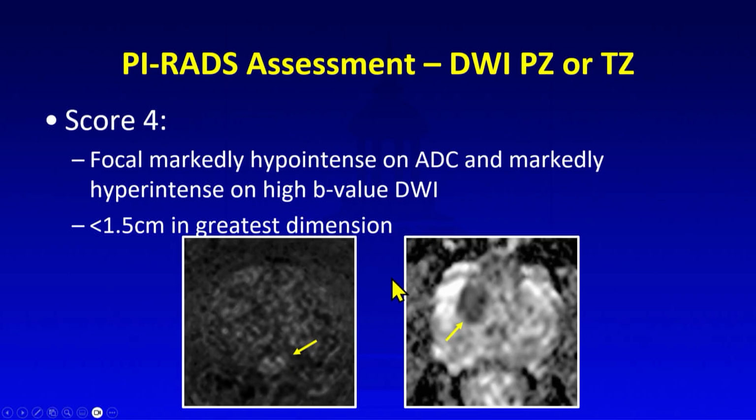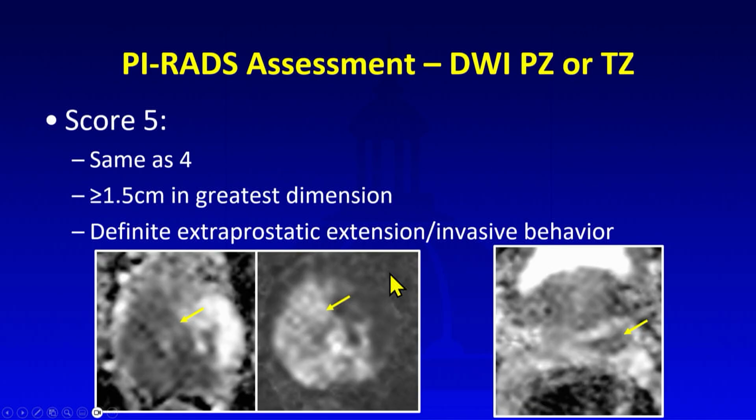PI-RADS 4, you get to have focal markedly hypointense on the ADC or markedly hyperintense on the high value DWI, less than 1.5 centimeter. And then a 5 is the same as a 4, but bigger, or has definite extraprostatic extension or invasive behavior.